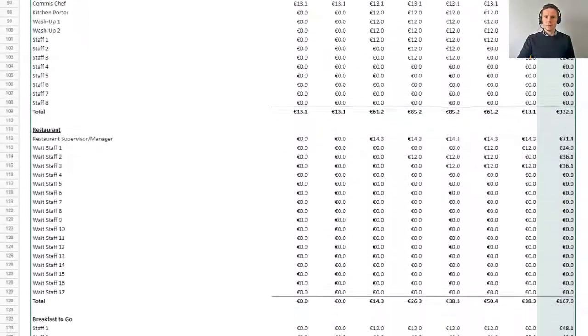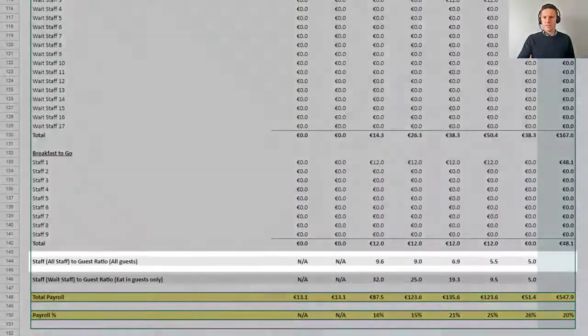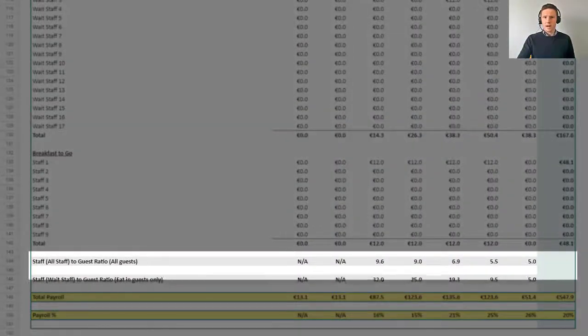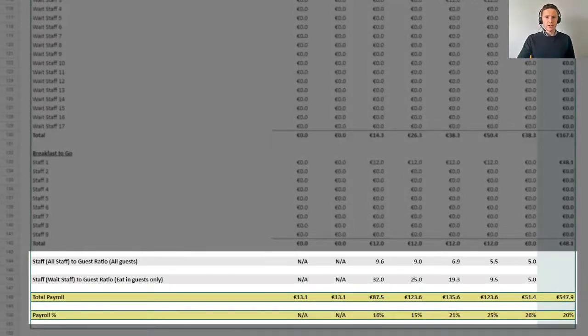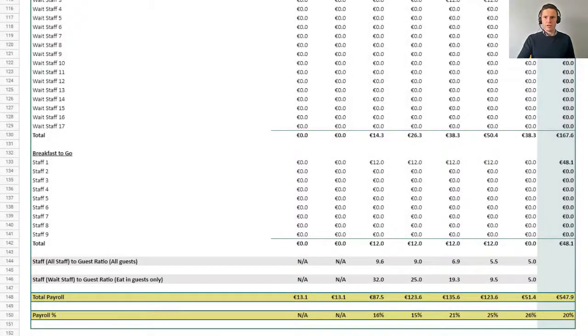You will note that key metrics are provided: hourly staff to guest ratio here, hourly wait staff to guest ratio here, hourly payroll percentage here. The optimal staffing schedule will ensure consistency of ratio and cost percentages across the entirety of the service, thus reconciling peak periods of the service with peak levels of staffing.